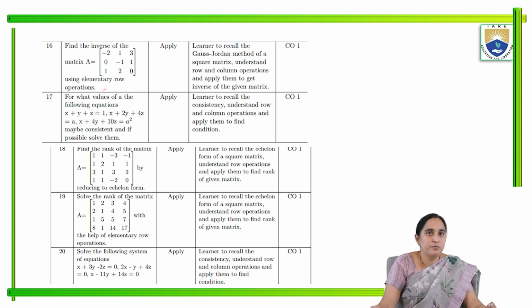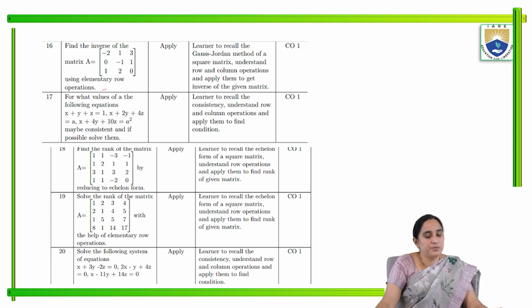First of all, we have to verify that this is a non-homogeneous equation. For that, is it consistent or inconsistent? If it is consistent, then we have to solve the equations. For that we get x, y, z values directly.